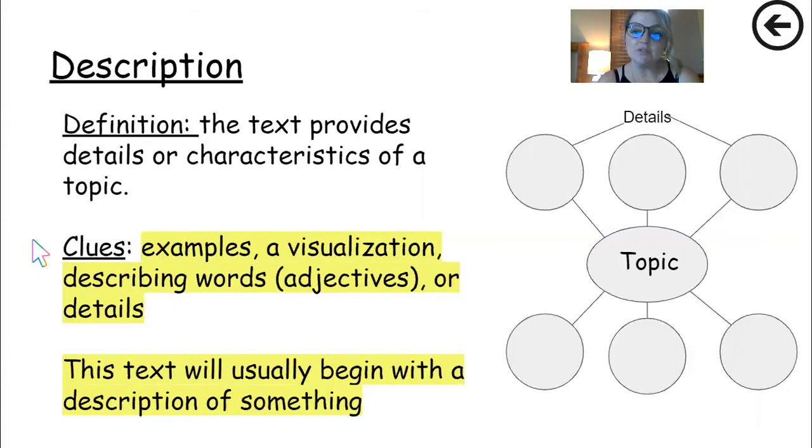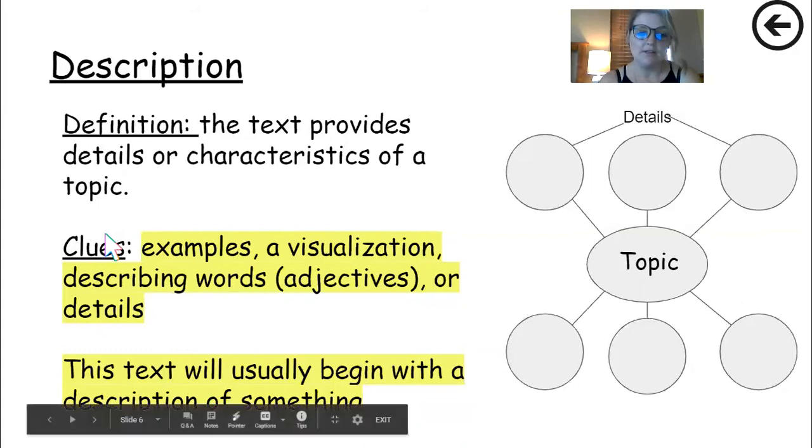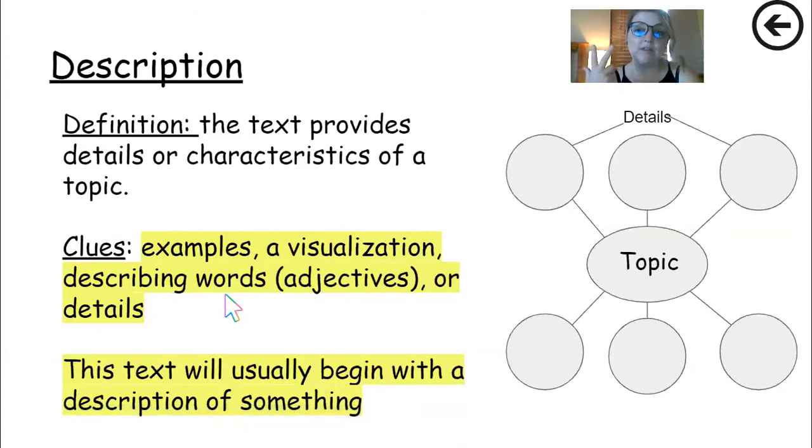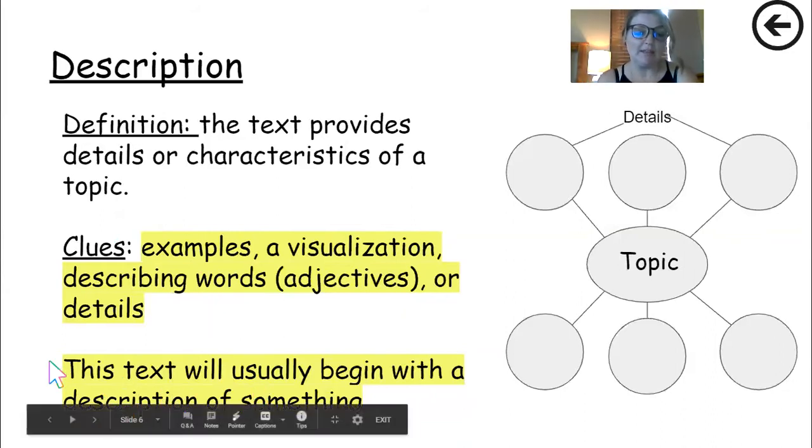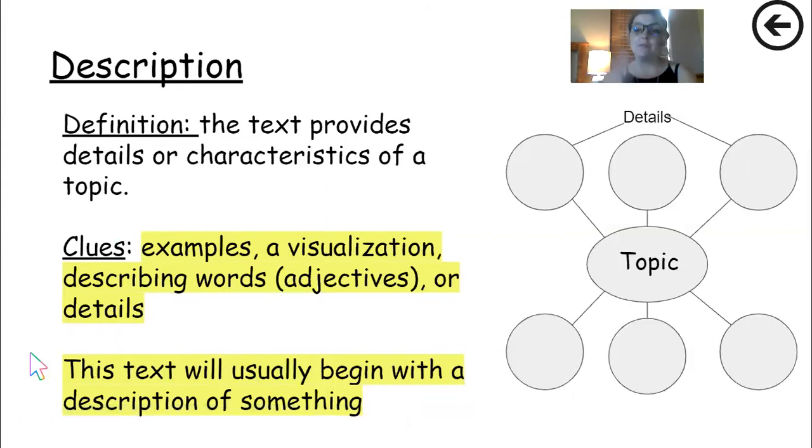So the clues that tell us if we're dealing with description are as follows. They could be examples, it could be a visualization, there's going to be describing words or details. Okay, so that's description. This text will usually begin with a description of something. Okay, so it might be a place, a person, or a thing.